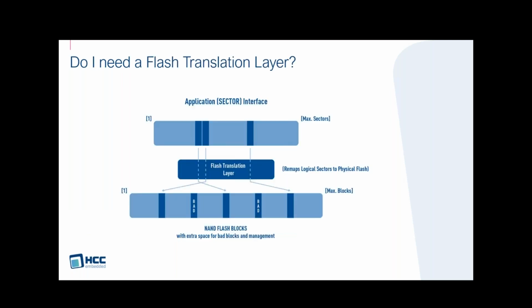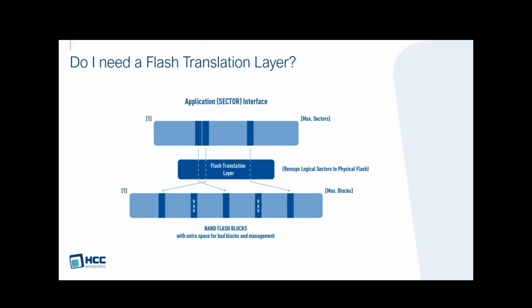So the next big design question to ask yourself: if I'm going to use NOR or NAND flash, do I need a flash translation layer? What is a flash translation layer? The flash translation layer has the job of making a NOR or a NAND flash look like a set of sectors, 1 to max sectors, so that the file system sees just a media driver which has an array of sectors, which are then logically remapped to different physical areas on the actual flash.